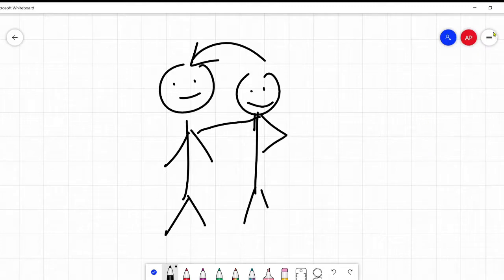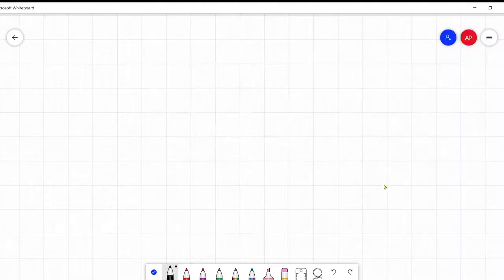It's supposed to be leaning. Yeah, my stick figure game is not up to par, on point, you know what I mean.